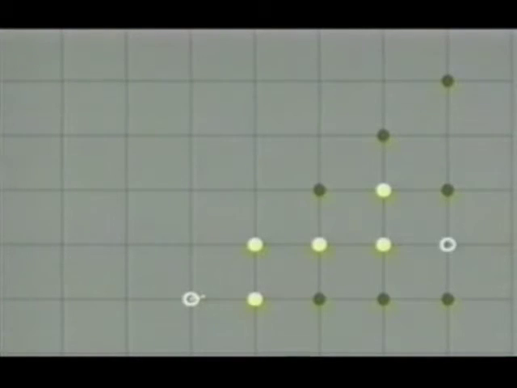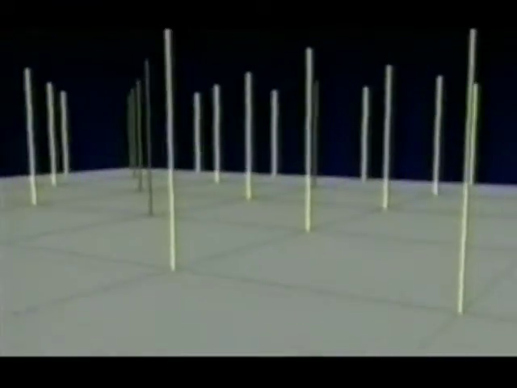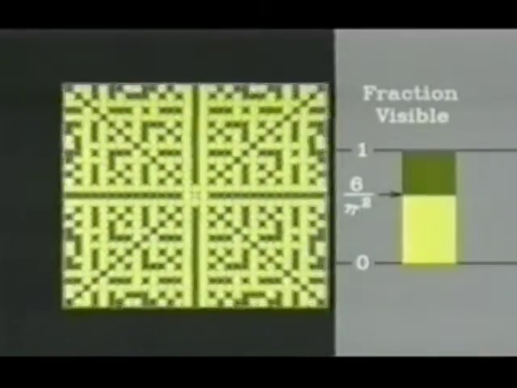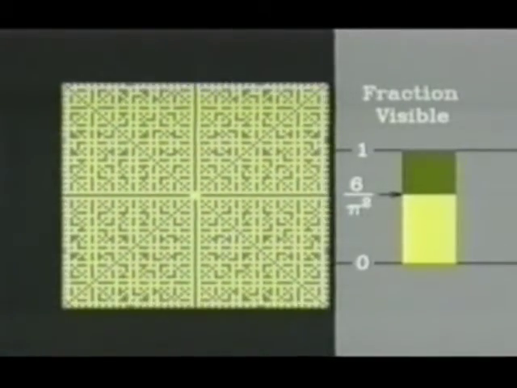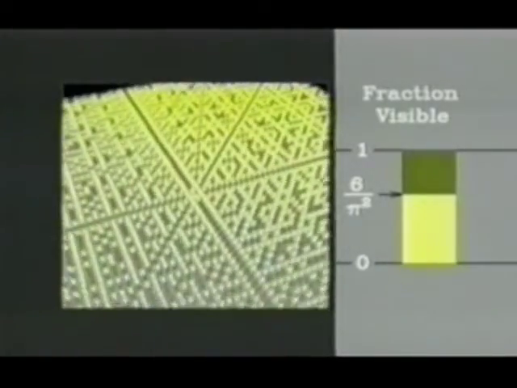The next example comes from number theory. Put a yellow dot at each lattice point whose rectangular coordinates have no prime factor in common. Another way of saying this is, put a yellow dot at each lattice point that's visible from the origin. The dark dots are hidden behind the bright ones. The probability that a lattice point is visible from the origin is 6/pi squared. Pi has something to do with prime numbers.